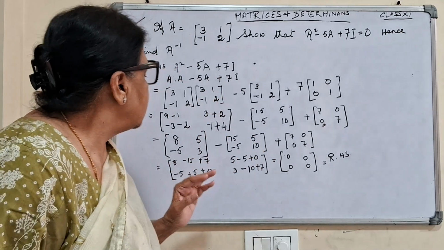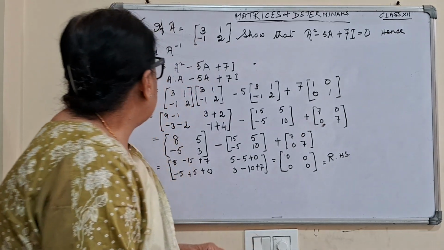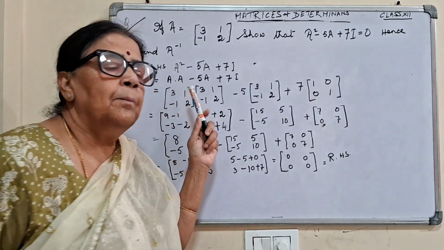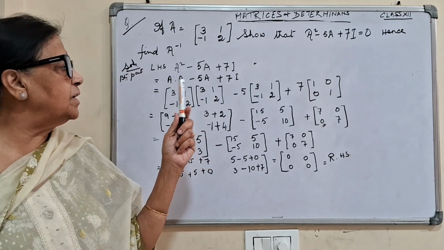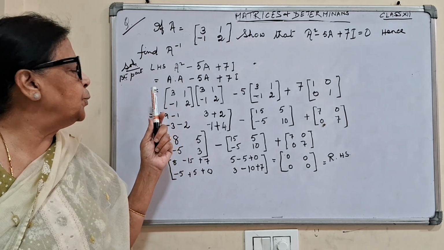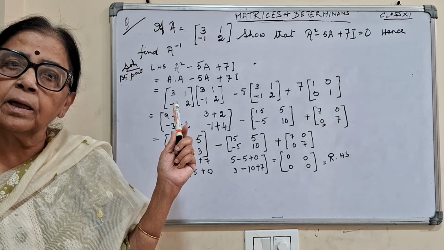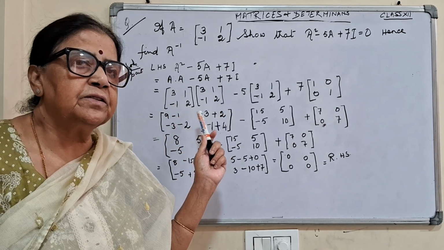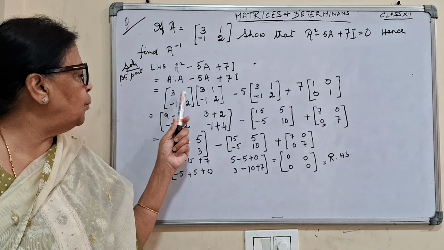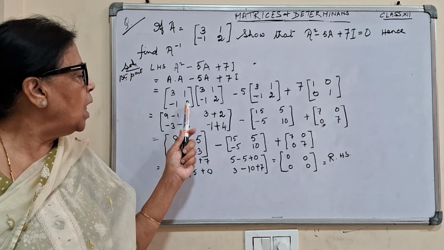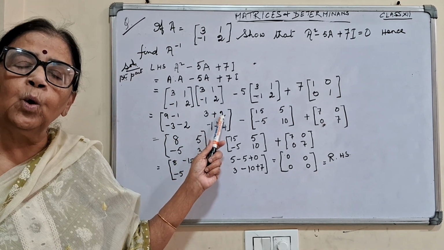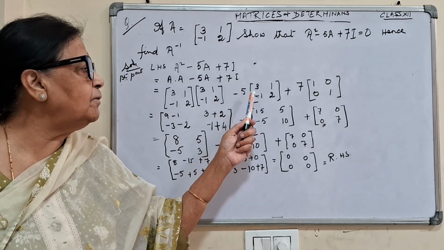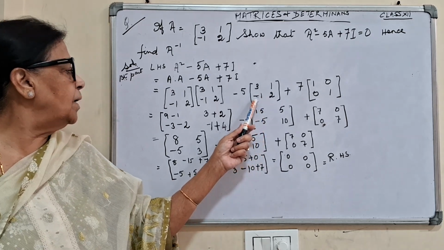First part: the left hand side is A square minus 5A plus 7I. A square I can write as A into A, minus 5A plus 7I. So A into A means this is the matrix 3, 1, minus 1, 2, again 3, 1, minus 1, 2. That means I'll multiply these two matrices. Minus 5 into 3, 1, minus 1, 2.